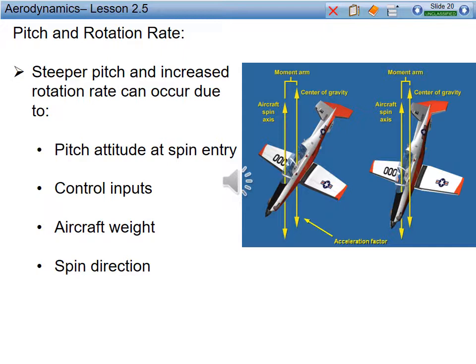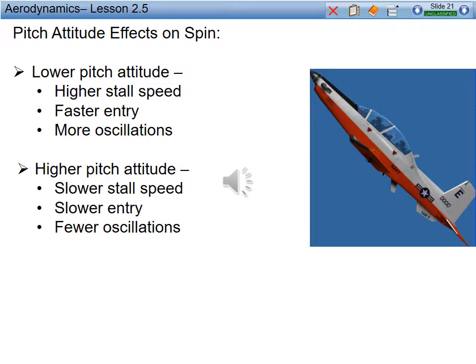Pitch and rotation rate. Steeper pitch and increased rotation rate can occur due to a couple different things. Here they are: pitch attitude at spin entry, control inputs, aircraft weight, and then therefore spin direction. Pitch attitude effects on spin. If I've got a lower pitch attitude, I'm going to have a higher stall speed, faster entry, more oscillations. With a higher pitch attitude, I'm going to have slower stall speed, slower entry, and fewer oscillations.